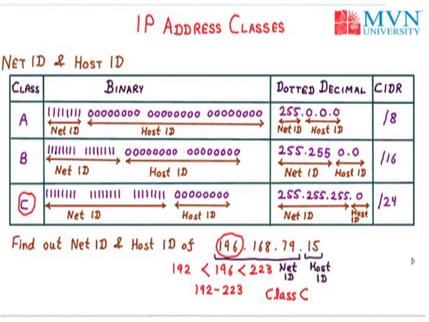So that is all about it whenever we have to find out the net ID and host ID. First of all, check the first octet, then check the table and find out the net ID and host ID in the binary as well as the dotted decimal notation. So that is all about the IP address and IP address classes of IPv4.